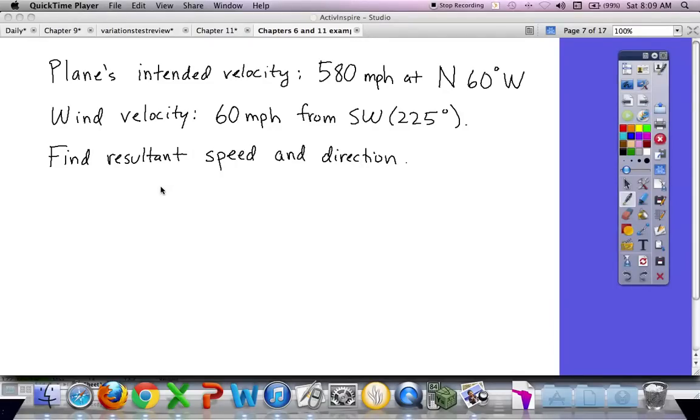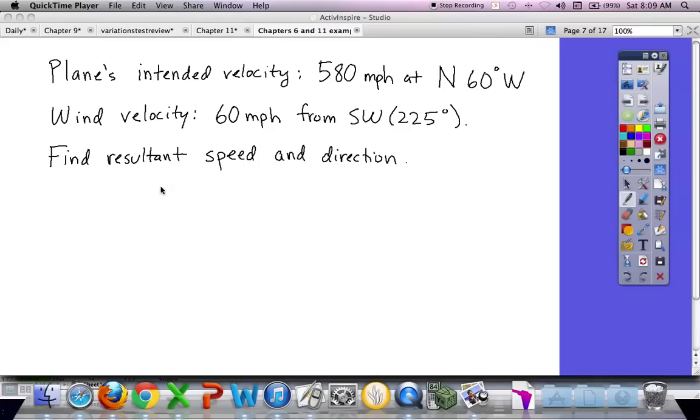Okay, this is another word problem. There's several of these like this. You could see them in the examples, especially section 6.3. You could see them in the homework problems. You can see them in the review at the end of the chapter.